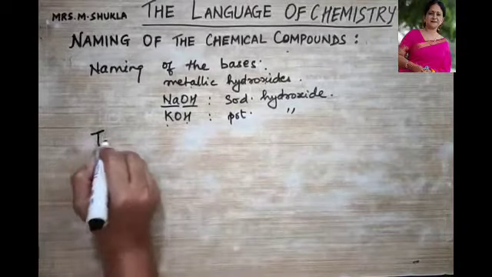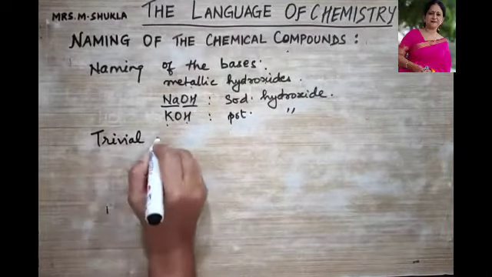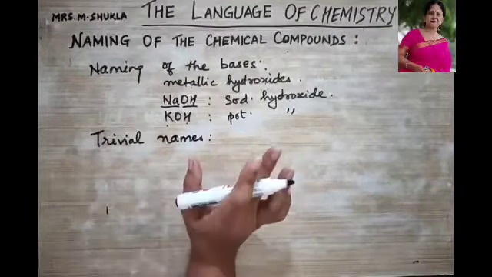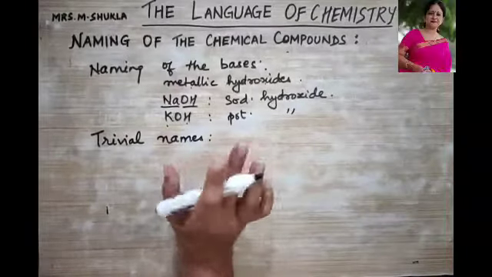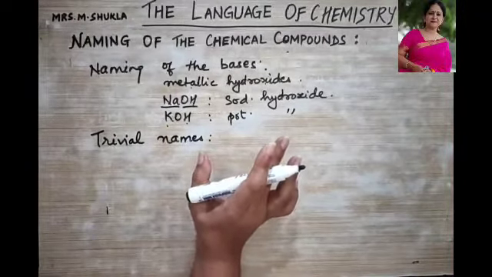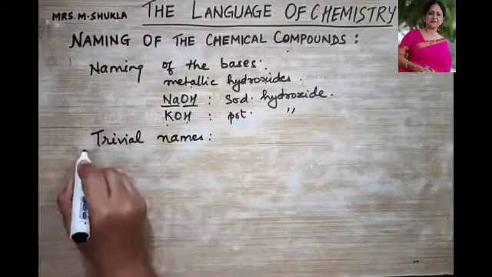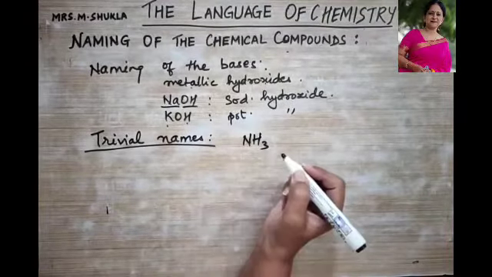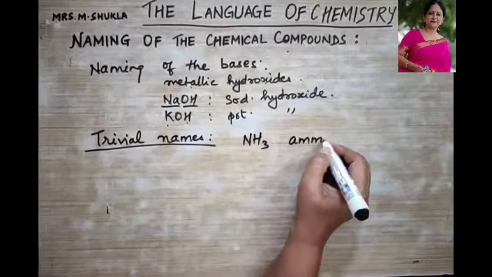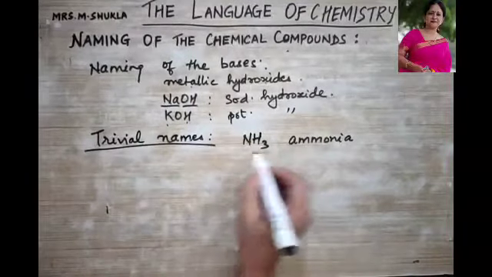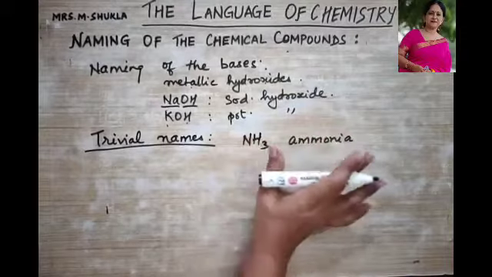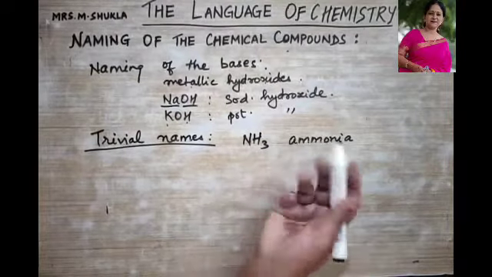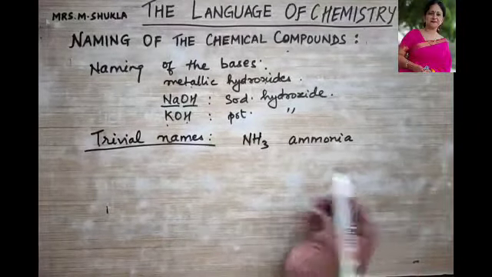Right? Next we come to certain trivial names. What are trivial names? These are those compounds which have some common names. There is no systematic rule that is assigned to such kind of compounds. Therefore, the name is trivial names. For example, NH3. So, what is the name of this? Ammonia. Now, do you find any similarity between this and this? There is no systematic rule for giving the name ammonia to NH3. So NH3 is called ammonia.